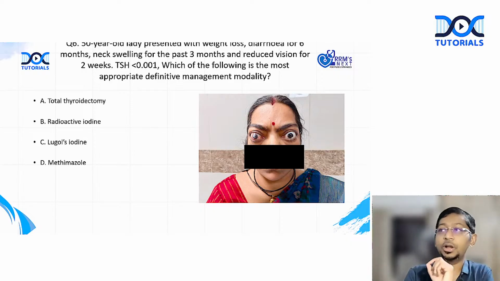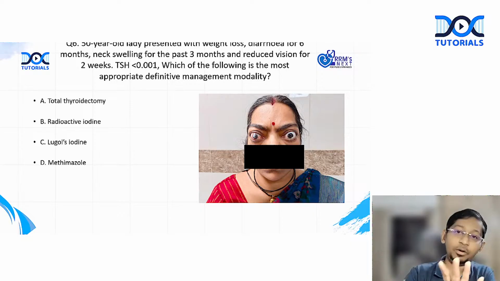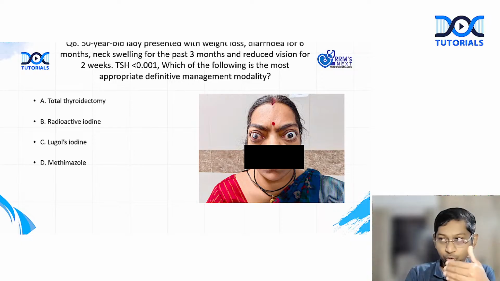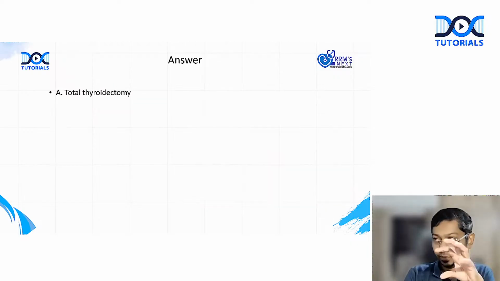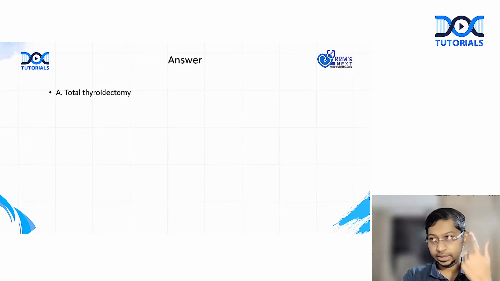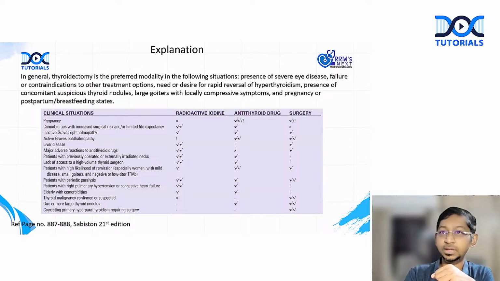Radioactive iodine is contraindicated in severe ophthalmopathy. In very mild ophthalmopathy you can give it, but there is a risk of aggravation of the Graves ophthalmopathy. So usually we use it under steroid cover, but in this kind of severe disease there is no role for radioactive iodine. So when they ask for definitive management for Graves, there are only 2 options. Either it has to be radioactive iodine or it has to be surgery. In this scenario, definitely you will go with surgery. Remember, thyroidectomy is the preferred modality in the following situations.